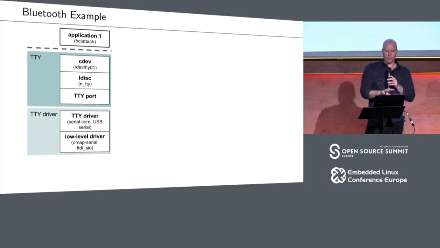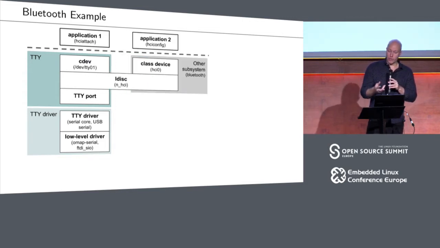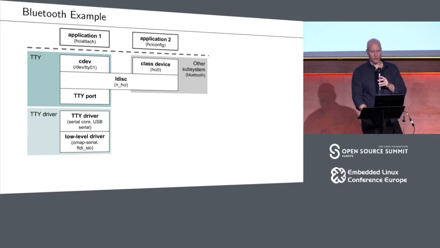When the system is booted, we have the lower level driver being bound to its device, typically described in firmware. So the character device is available to user space. You need to first run your HCI attach daemon application here before the line discipline is switched and the class device becomes available, for example, for hciconfig to actually start up the Bluetooth device.